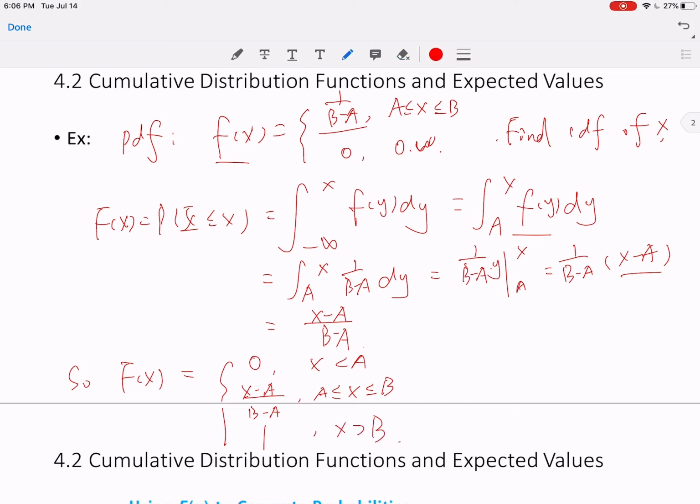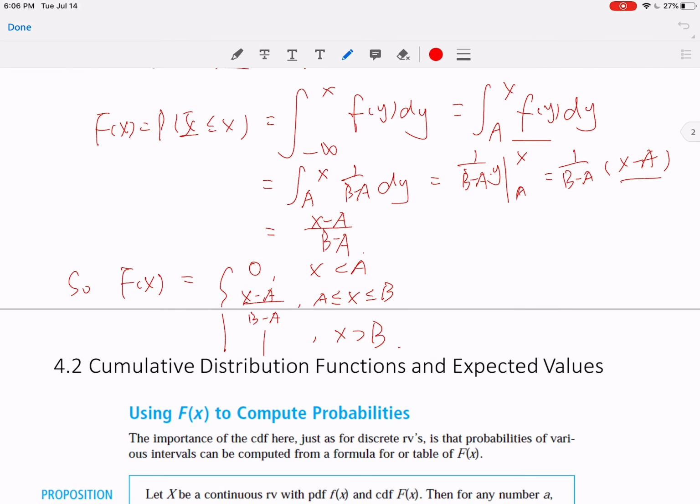So just always keep this idea in your mind. If you want to write down a CDF, it always starts with a 0 and ends up with 1. I think I explained why in the previous videos, like 3.2. You can check it out in 3.2 if you forget. The form of CDF always starts with 0, ends up with 1. All right, that's about this example.